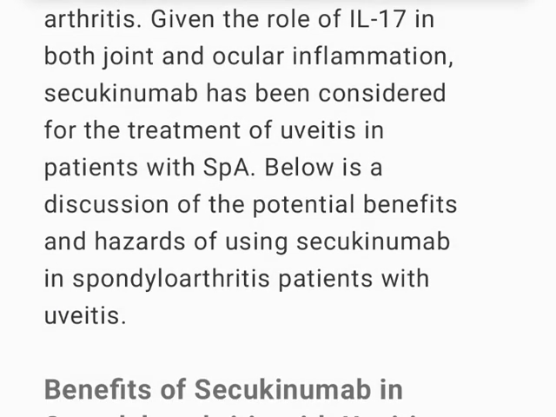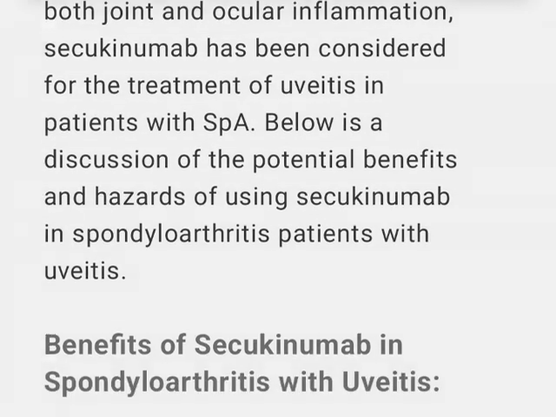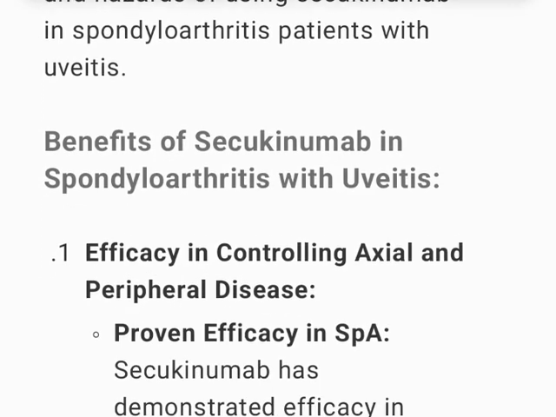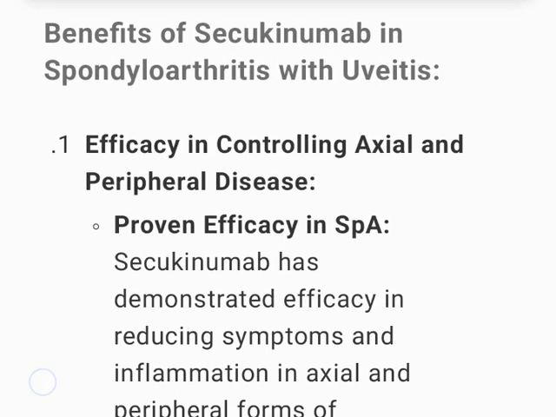Given the role of IL-17 in both joint and ocular inflammation, secukinumab has been considered for the treatment of uveitis in patients with SpA. Below is a discussion of the potential benefits and hazards of using secukinumab in spondyloarthritis patients with uveitis. Benefits of secukinumab in spondyloarthritis with uveitis.